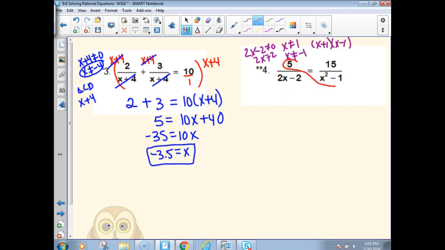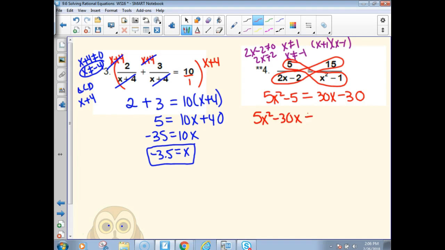I'm going to multiply 5 times x squared minus 1, which is 5x squared minus 5. Going in the other direction, I've got to do 15 times 2x minus 2, which would be 30x minus 30. Next, I need to set this to 0, so I'm going to subtract 30x and add 30, which will give me 5x squared minus 30x plus 25 equals 0.